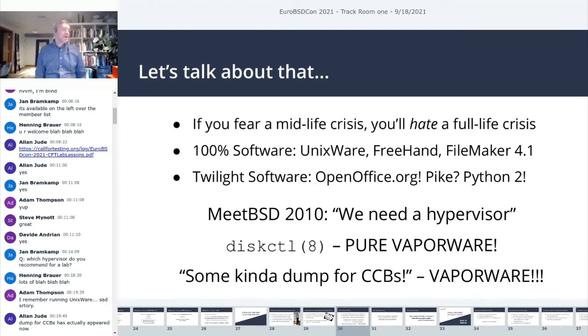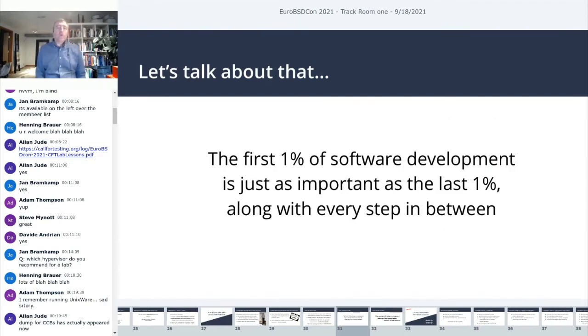Oh, yeah. So I've given talks on vaporware, complete vaporware. At MeetBSD 2010, everyone talked about, like, we need a hypervisor. And, okay, so nothing came out of that until it did. And I gave a talk in Tokyo about disk control, and it was absolute out of my behind vaporware. And in that conversation was, what if we had a utility to dump CCBs, the CAM control blocks? And so these are just ideas and nothing more. But hey, there will be a talk tomorrow, the same time, about smart(8), man page 8, which was an evolution of disk control. Thank you, Chuck, for making that real. The hypervisor thing, I think they've made some progress from just an idea.